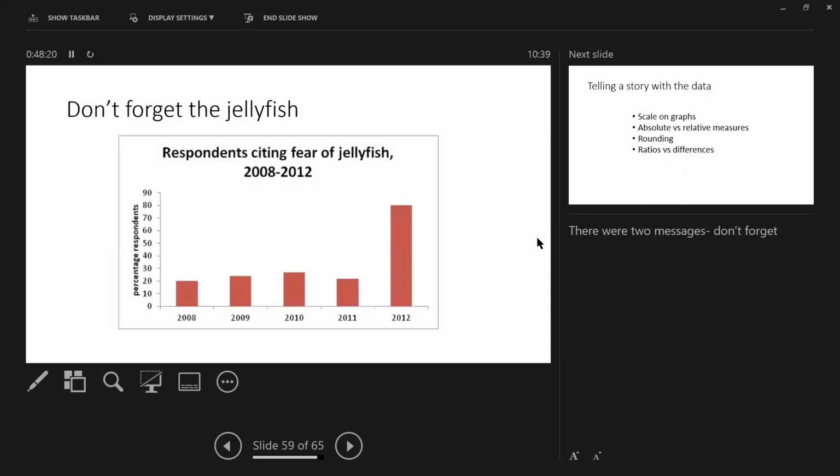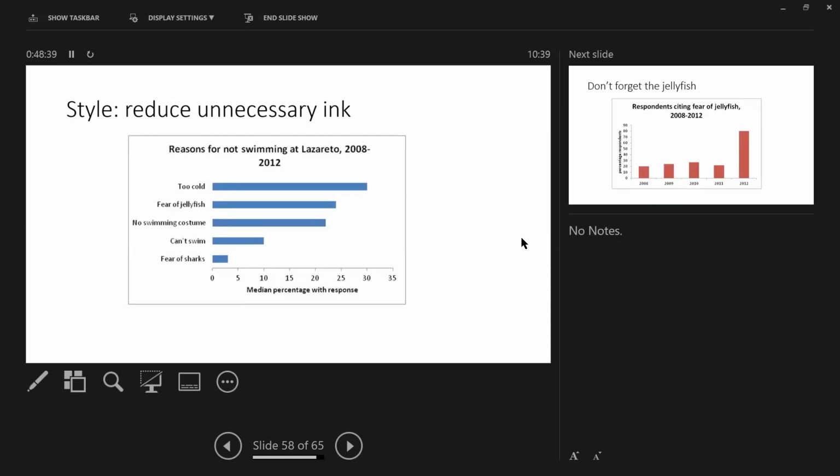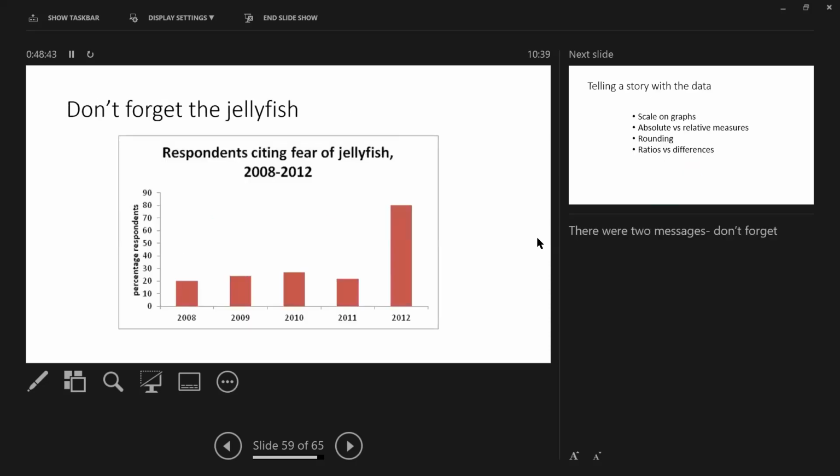And you're absolutely right. The jellyfish thing was sticking out, right? So maybe that's a different graph. Maybe specifically for jellyfish, you are interested in the trend to know what happened in 2012 that explains it. Maybe someone was hospitalized because of it, or maybe the currents changed. I mean, who knows? But it's a different message. The message here is, the leading reason for not swimming is the temperature of the water, and the message here is there was an increase in fear of jellyfish between 2011 and 2012. They don't belong in the same graph.